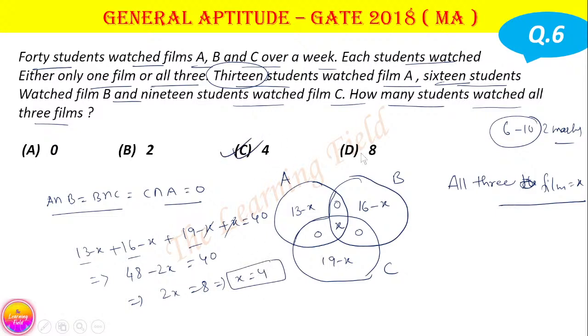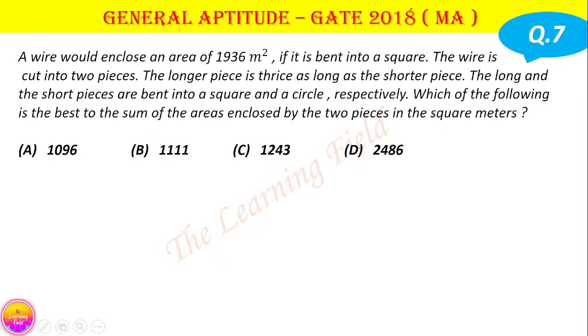Okay, now go to the next question. The next question says that a wire would enclose an area of 1936 square meters if it is bent into a square. That means square area. Suppose the side of the square is A, then we have A squared equal to 1936. That means the side of the square A equals 44 simply.